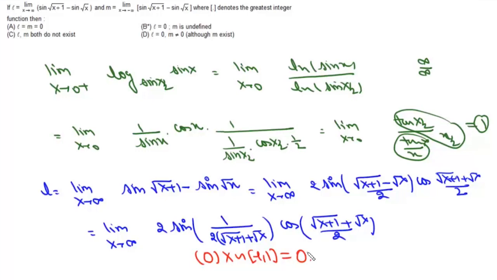Now what about if we take this limit as x tends to minus infinity? Now if x is negative, then in that case under root x will not be defined. So the answer to this question will be L is 0 and M is undefined, and that's your option B.